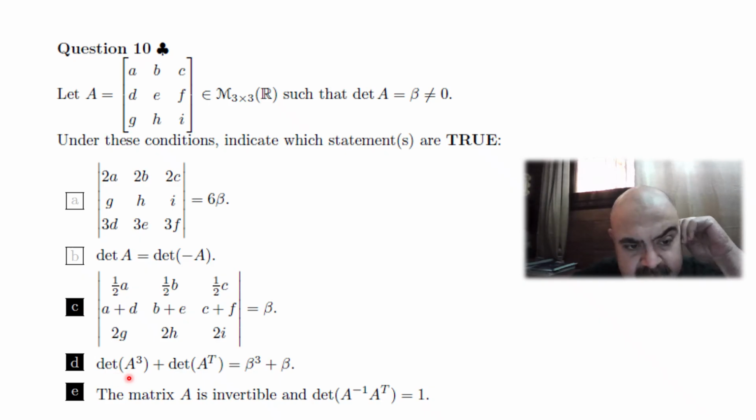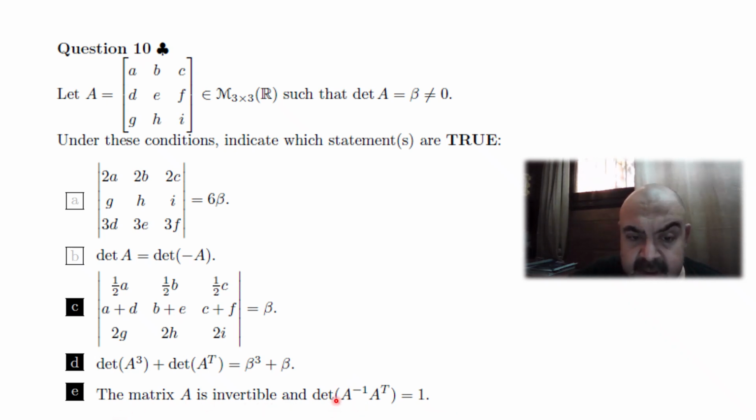Determinant of A cubed plus determinant of A squared times A transpose is equal to beta cubed plus beta. Yes, it's completely right, because the determinant of a product of matrices is equal to the determinant of the first times the second times the third matrix, which gives the property that the determinant of A cubed is equal to beta cubed. The transposition doesn't change the value of the determinant, so it is correct from the general properties and propositions.